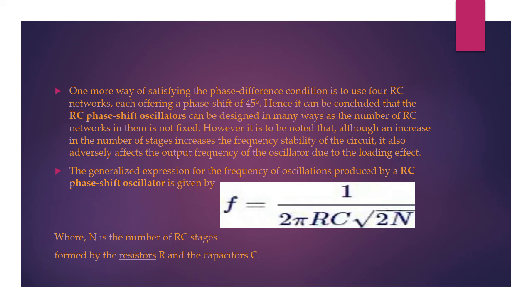The generalized expression for the frequency of oscillations produced by an RC phase shift oscillator is given by f equals 1 by 2 pi RC root of 2n, where n is the number of RC networks.